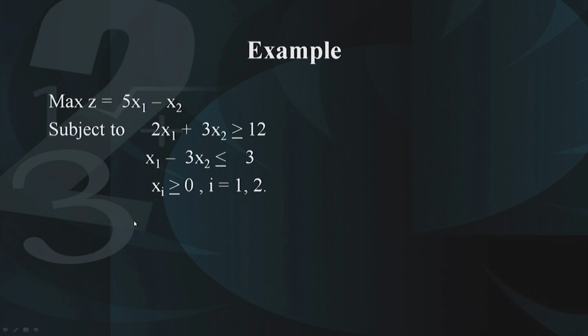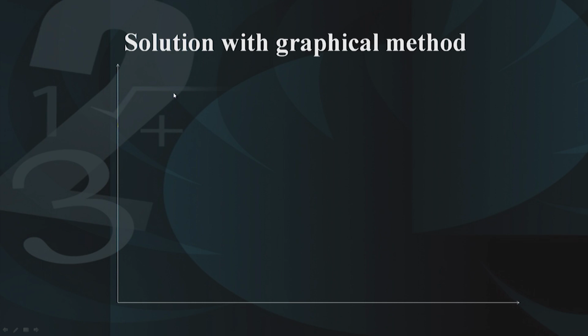Now, suppose we have this problem which is given to us. It is maximization of 5x1 minus x2. This is subject to two constraints of the type 2x1 plus 3x2 greater than or equal to 12, x1 minus 3x2 less than or equal to 3. Now, first of all, we will look at the solution with the help of the graphical method.